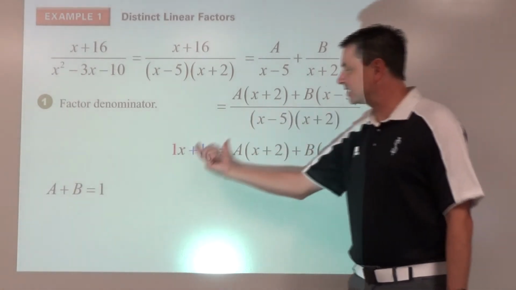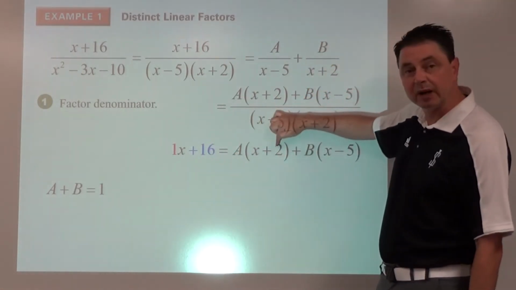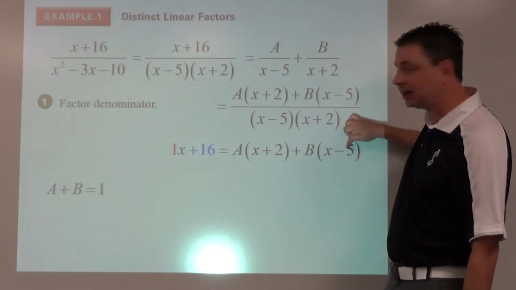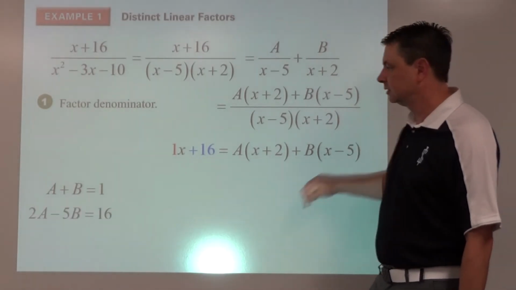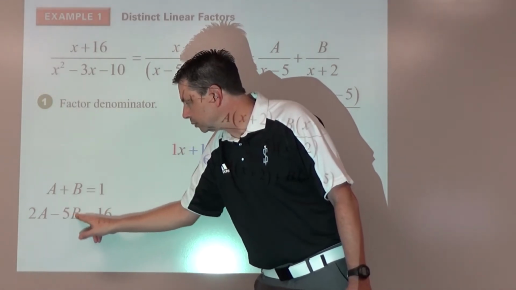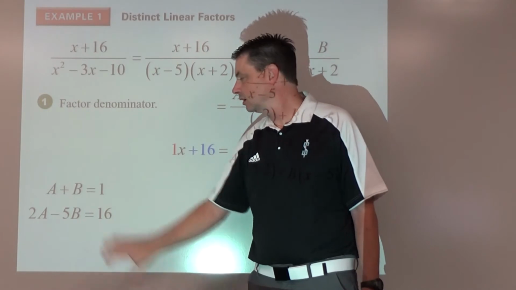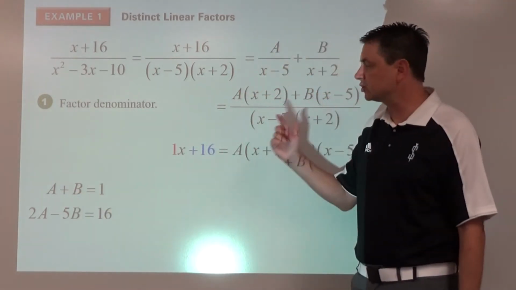And then the 16 is made up of the constants, which is the a times positive 2 and the b times negative 5. A times positive 2, b times negative 5. That makes up our constant term of 16. So now we have a system of equations which we would solve.